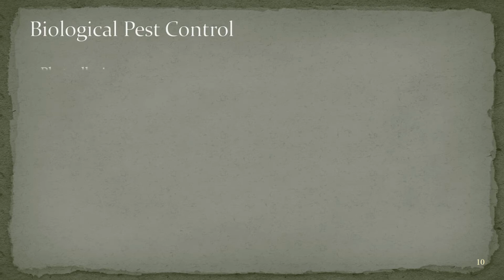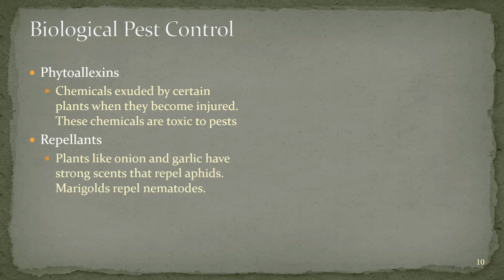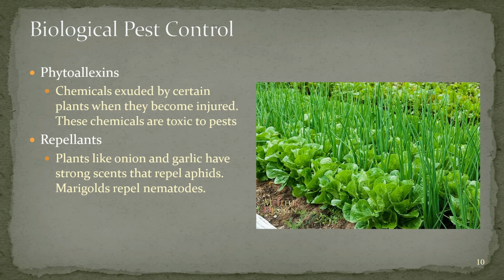Biological pest control continued. Phytoalexins are chemicals exuded by certain plants when they become injured. These chemicals are toxic to pests. We can also use repellents. So there's plants like onion and garlic that have really strong scents that literally will repel aphids. They're like, oh, I don't want any of that. Marigolds help to repel nematodes in the soil.